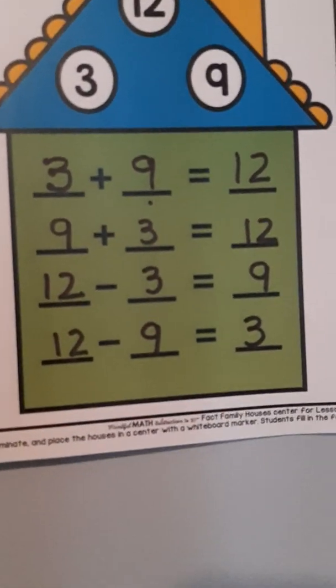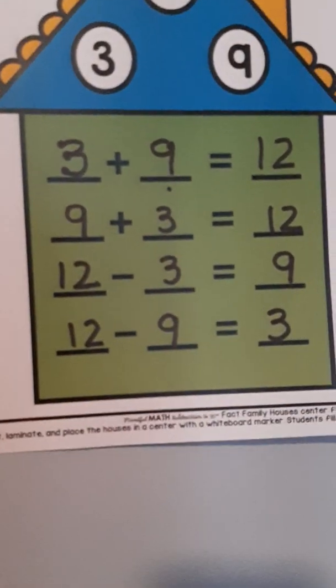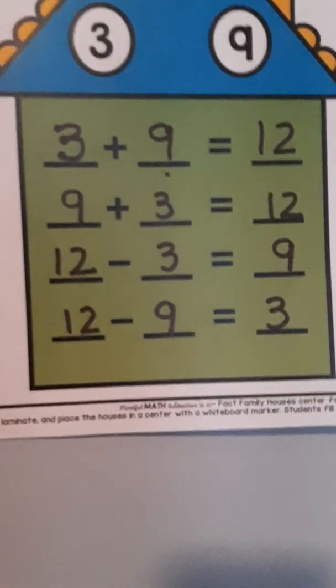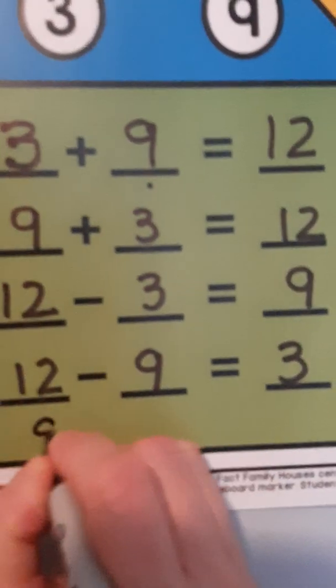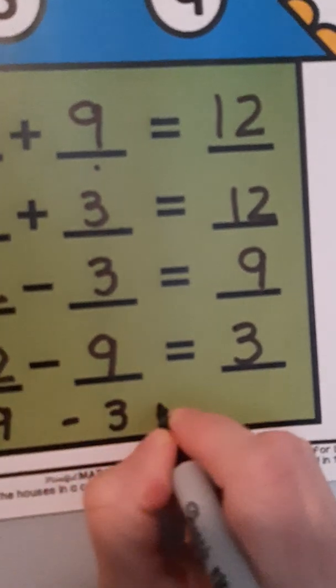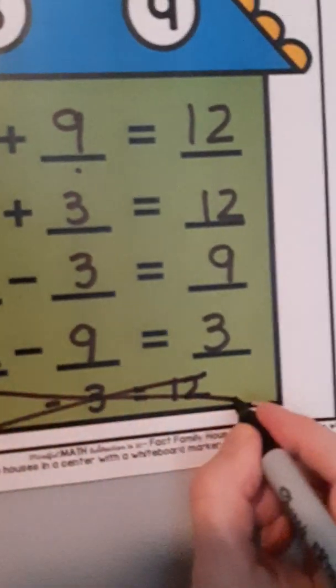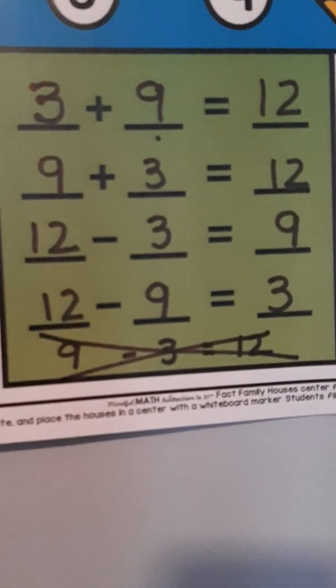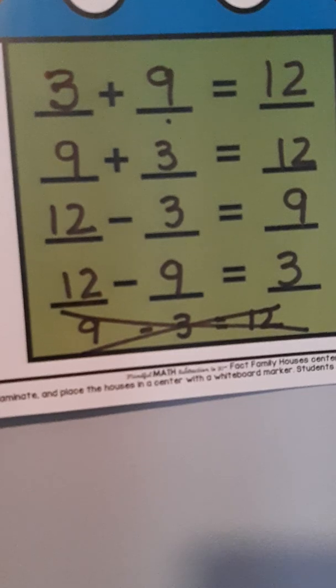So probably the trickiest part when you're building the fact families is remembering that when you do the takeaways, you have to start with the whole. Otherwise, it wouldn't make sense. It wouldn't make sense to do 9 take away 3 equals 12. That doesn't make any sense at all. Because if I have 9 and I take away 3, that leaves me with 6. So be careful of that. That's a little bit of a trick.